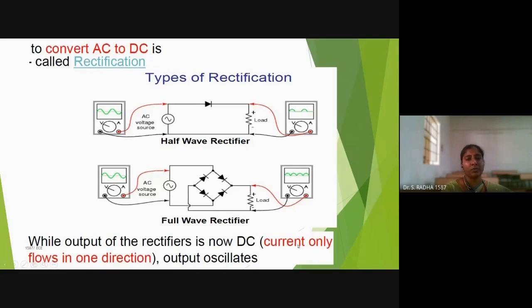In the rectifiers, current flows only in one direction. The output oscillates. Oscillates means repetition. Repeatedly it is coming, whatever was happening earlier. If you see here, positive, constant, again positive, constant, that is getting repeated, and it is explained with the terminology called oscillating. Oscillates means it gets repeated again and again.